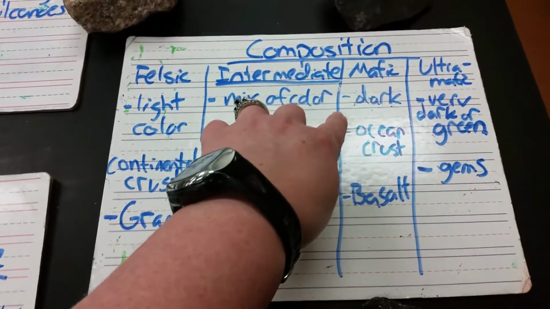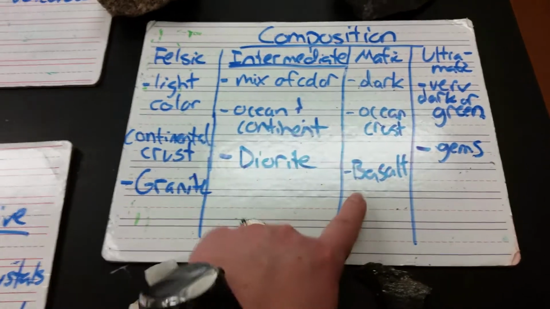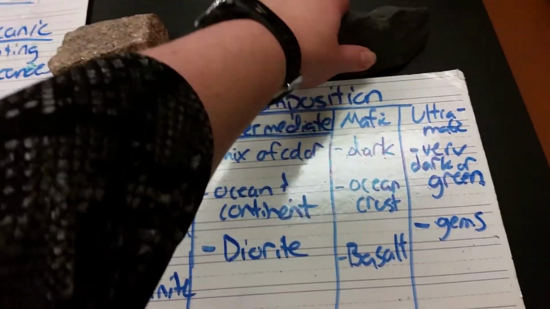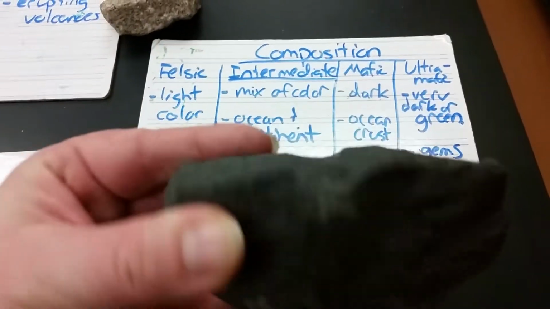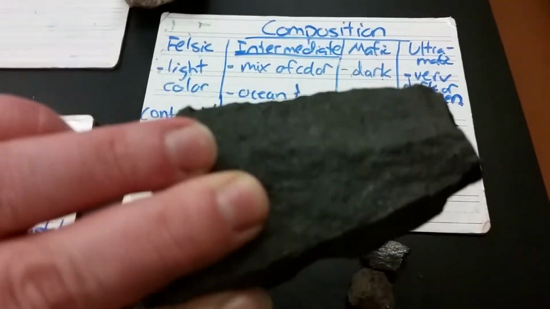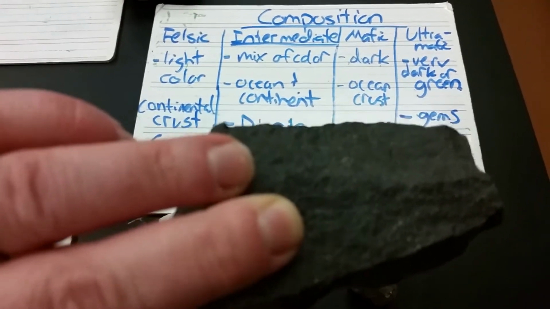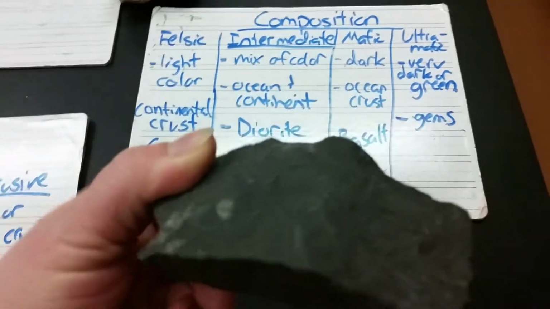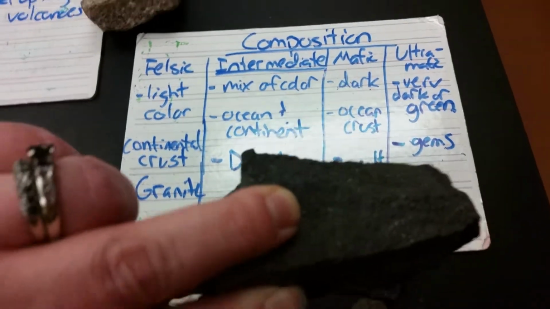Mafic is dark in color. It forms on ocean bottoms generally, or from ocean crusts, and it makes a great example, basalt. Basalt is dark in color. Now, if you notice, this one you cannot see the individual crystals. The texture is so small, this would be an extrusive one that formed from volcanoes. So maybe it formed in an oceanic volcano, like in Hawaii would be a great place to find mafic igneous rocks, like basalt.